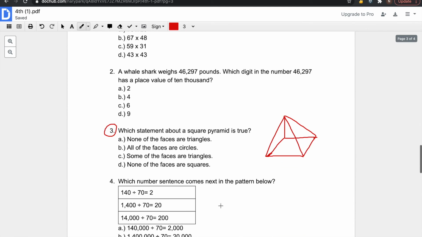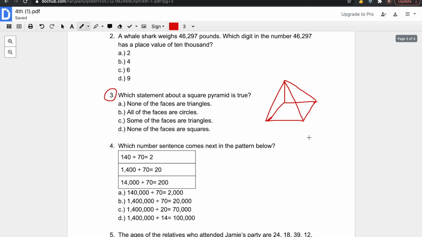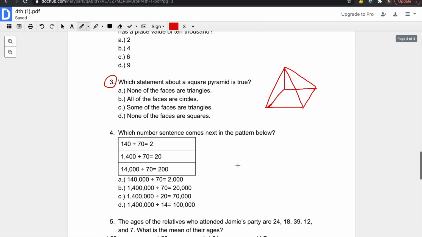Okay, now we're going to move on to some standardized test prep. You can see I already drew its square pyramid. I'm going to do number 3. So which statement about a square pyramid is true? You're going to find a lot of these problems here, and although they seem hard, you just need to draw it out if it ever confuses you. So I drew a square pyramid right here. It's called a square pyramid because it has a square as its base. You can see this is a square, and it has these triangles around it. It's a pyramid, but it has a square on the bottom. So knowing this information and with this diagram, we can answer the question.